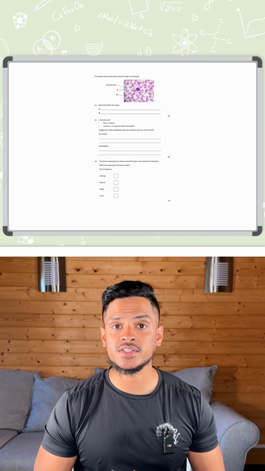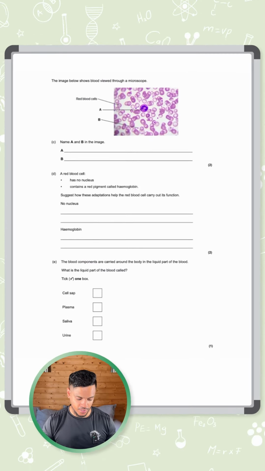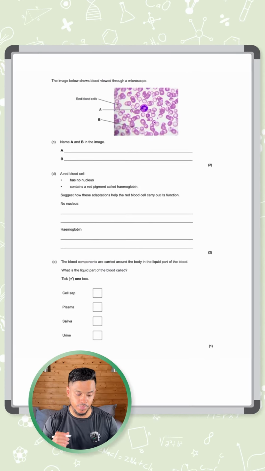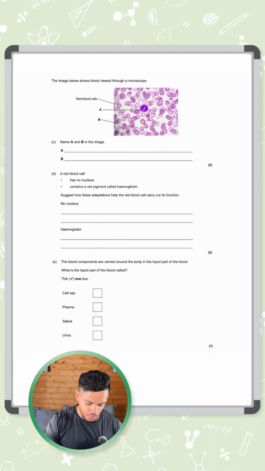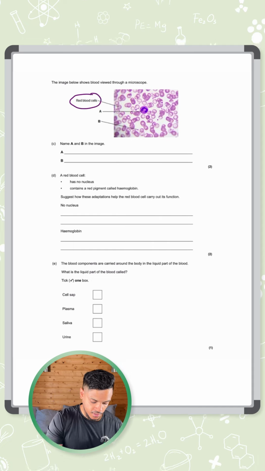Okay, we've got 5 marks here on the composition of blood. What are we looking at here? We're looking at blood viewed through a microscope. So we've got an interesting image here. We've already got red blood cells labeled here.